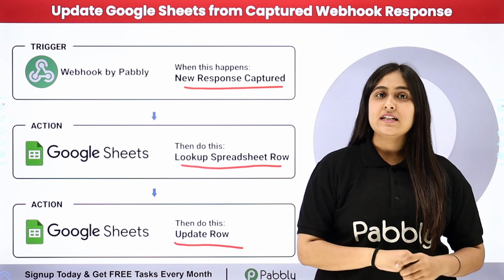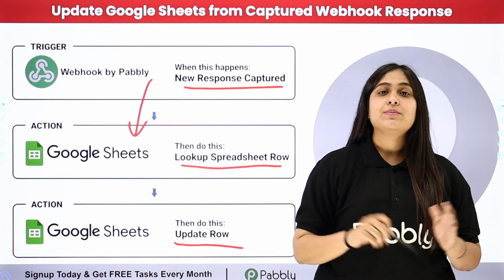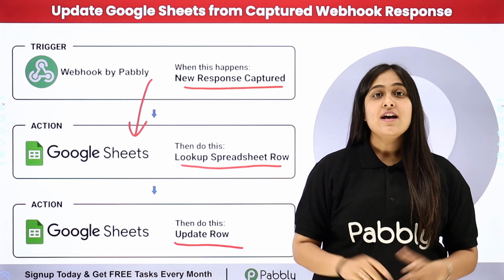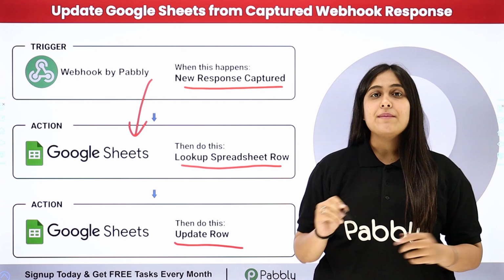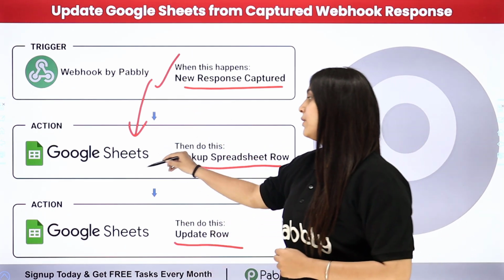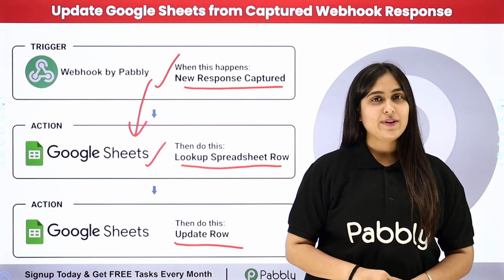So here to build this connection, I need to connect webhook by Pabbly to my Google Sheets. And here to build this connection, I'm going to use an automation software named Pabbly Connect. So here Pabbly Connect works on two principles, trigger and action. So here my trigger application will be webhook by Pabbly and my action application will be Google Sheets. So to learn this process step by step, let me take you to my screen.